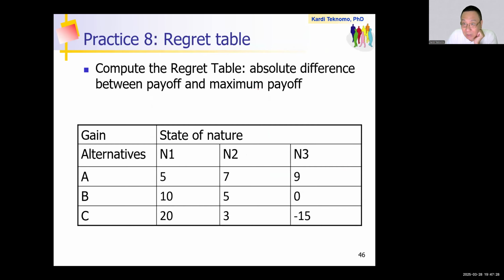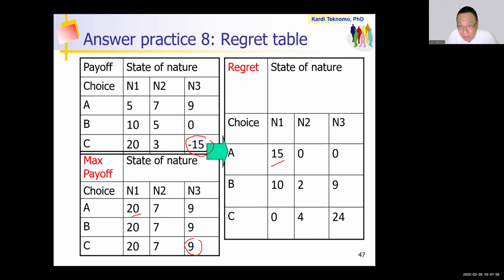So 20 minus 5, you get 15. In the last part here, 9 minus negative 15, so you get 24. Again, one more in here: 20 minus 20, so you get 0. Is that clear or not, how to get the regret?